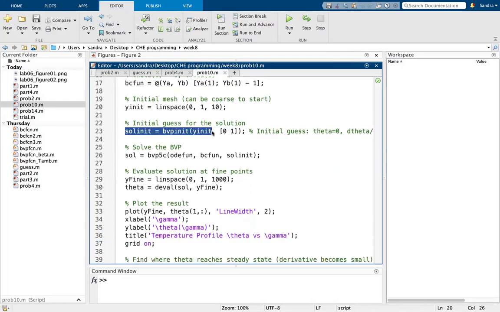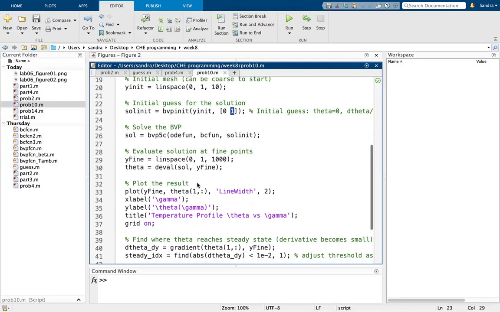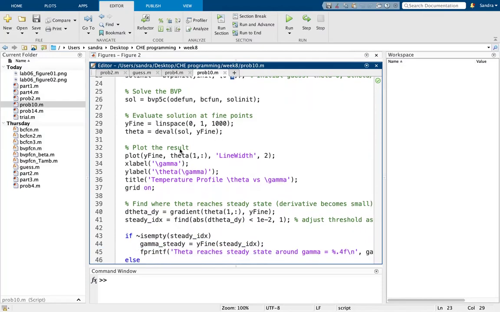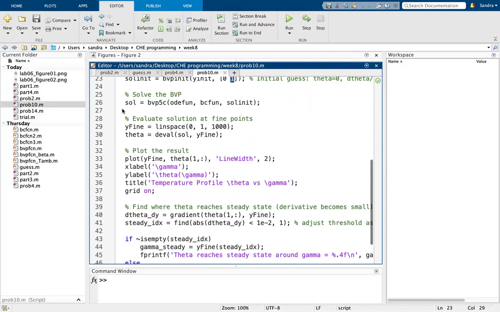I initialize all the grid points. Here the initial theta value is declared as 1, and d theta by d gamma I am declaring first to be zeros and second to be ones. So the first row will be all zeros and the second row will be all ones. I'm using the BVP solver and then trying to plot it.